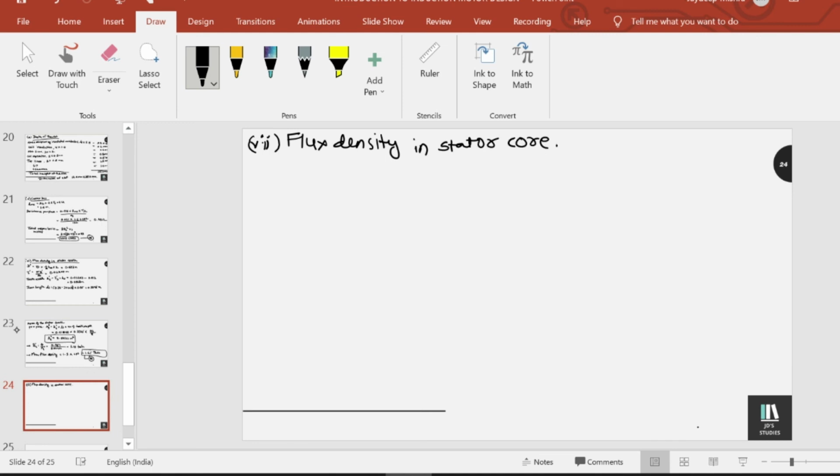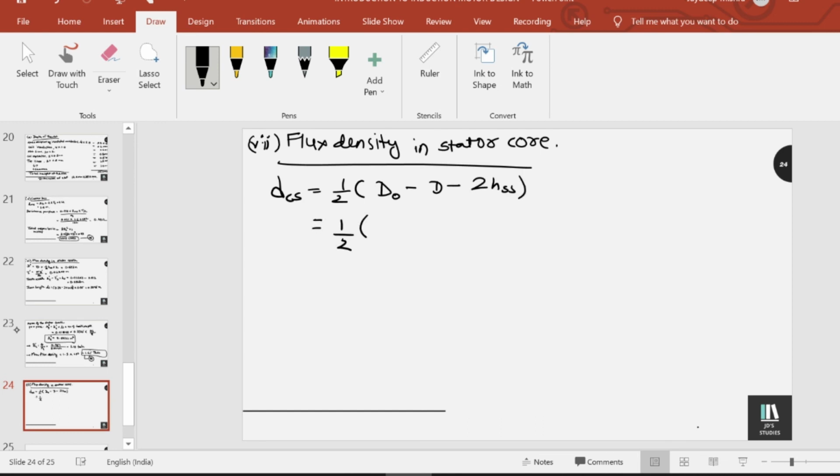So first of all, we have to find the depth. What is the depth of the stator core? d_cs is equal to 1 by 2 (D_0 minus D minus 2 times the height of the stator slot), which is 1 by 2 (0.86 minus 0.67 minus 2 into 0.035). In the example we have h_ss, so solve this, we get 0.06 meter. Okay, we have the depth of the stator core.